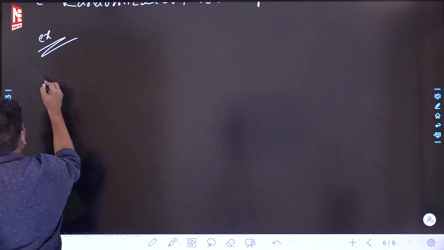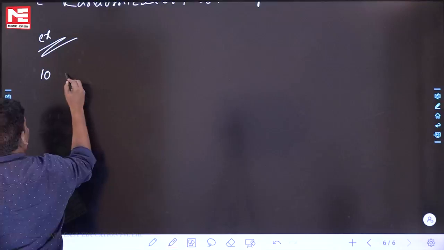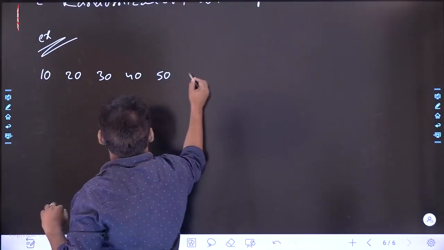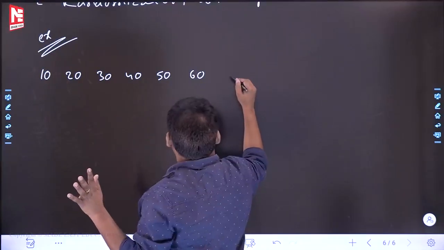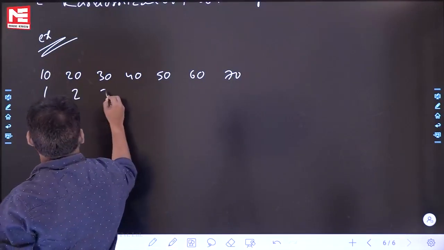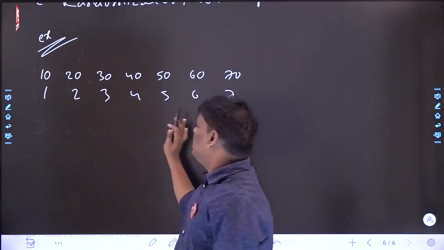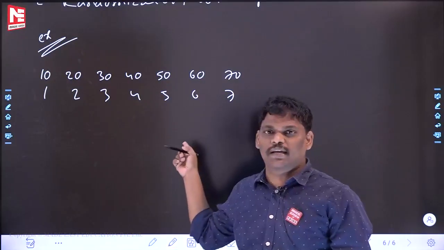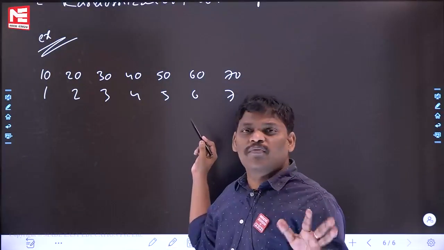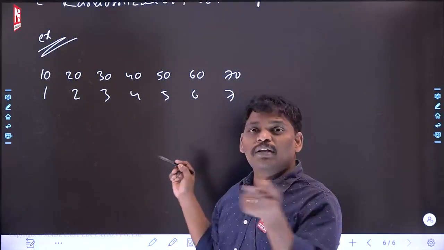See the example now: 10, 20, 30, 40, 50, 60, 70, with indices 1, 2, 3, 4, 5, 6, 7. This is the array. Carefully listen. Is it a sorted array or an unsorted array? It is a sorted array. Can you help me on this sorted array?